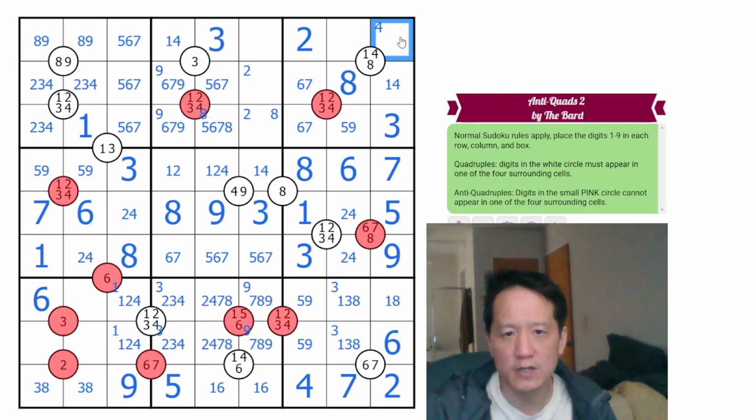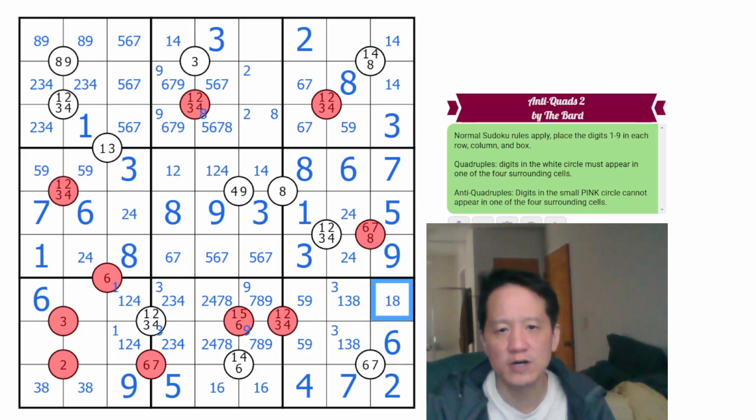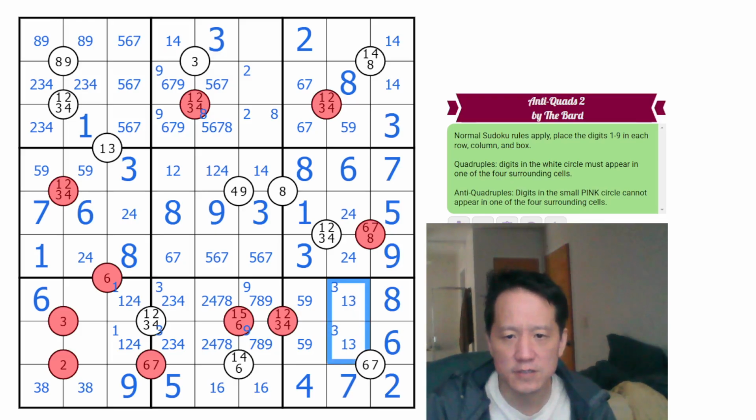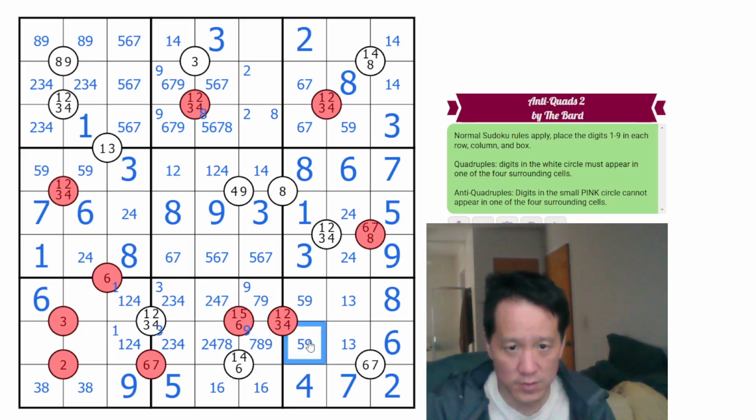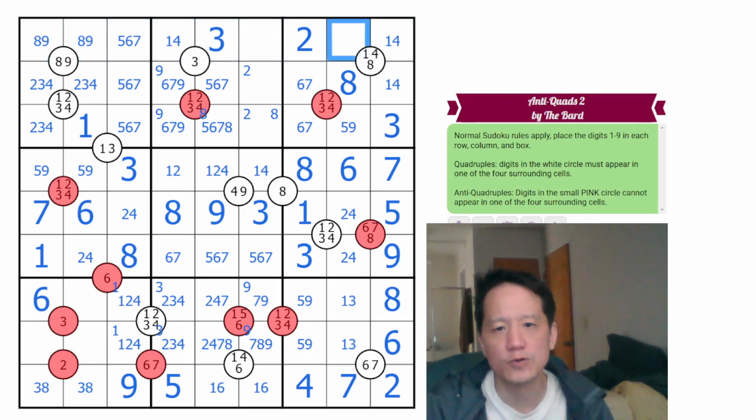This can't be 8, so this also has to be 1 or 4. We have a 1, 4, 1, 4 pair now in column 9, which eliminates 1 and 4 from the rest of the column. Therefore, this is 8. This can't be 8. This has to be a 1 or 3. These can't be 8 here. This has to be a 5 or 9, but it can't be 9 because of the 8-9 pair in row 1. So therefore, this must be a 5, which makes this a 9.